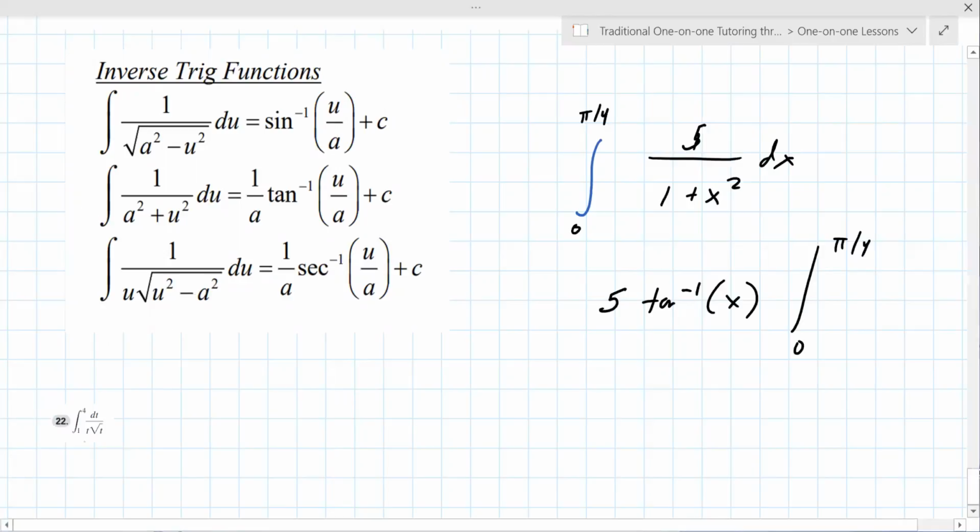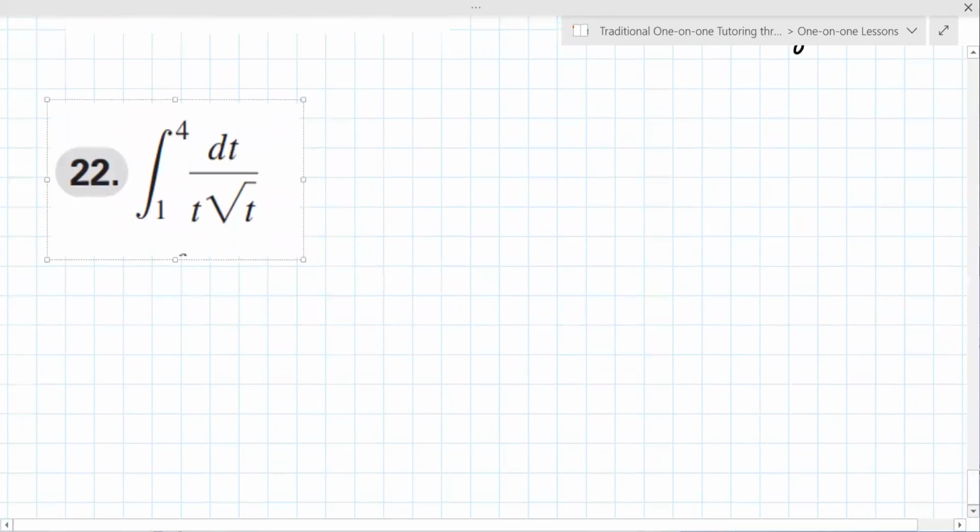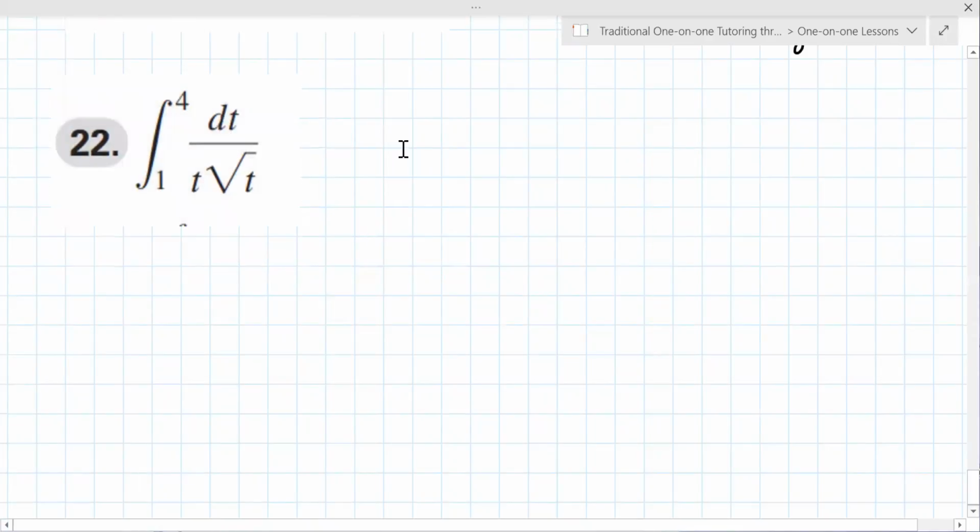Okay, so here's another problem from your review. I'm choosing evens because you may want to go back later on and work on the odds on your own. How would you approach this problem?